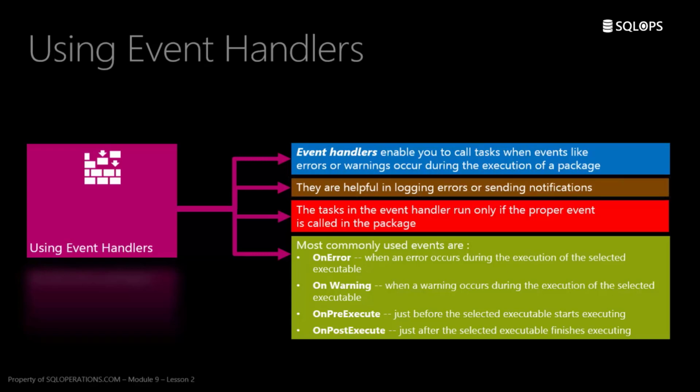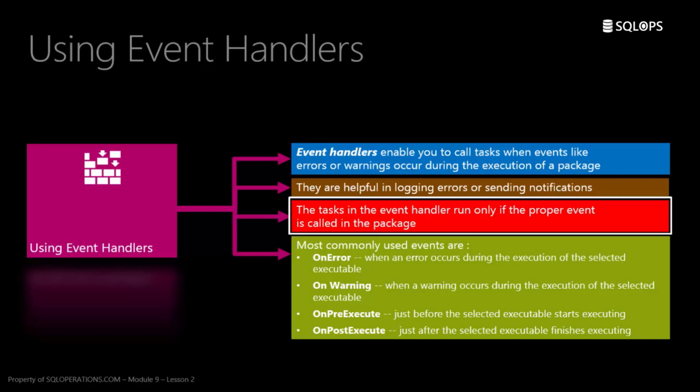The Event Handlers tab is used to call a task when an event has occurred in the package. The tasks in the event handler run only if the proper event is called in the package. Therefore, it is possible to have tasks in the event handler that do not run during the execution of a package because the proper event is not called.